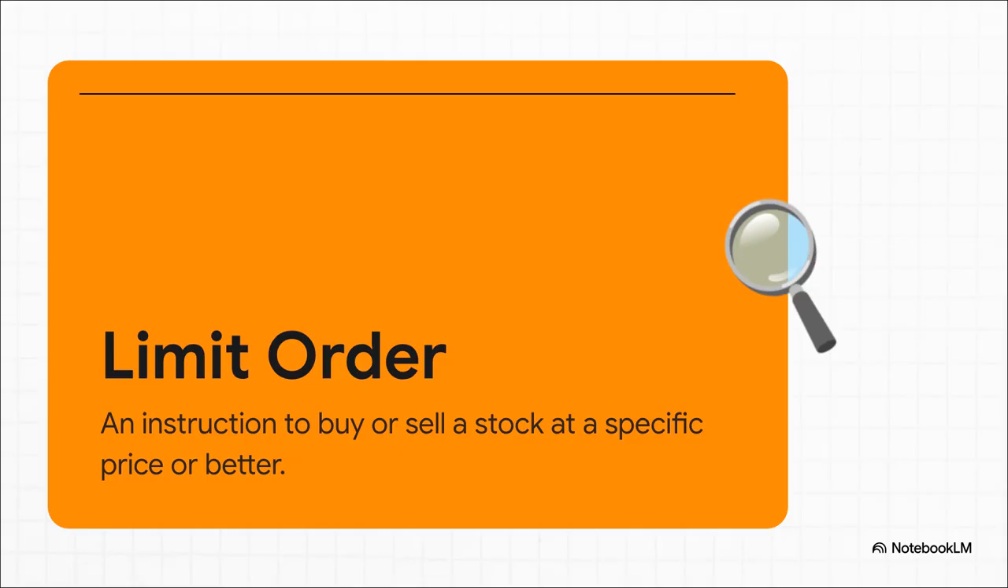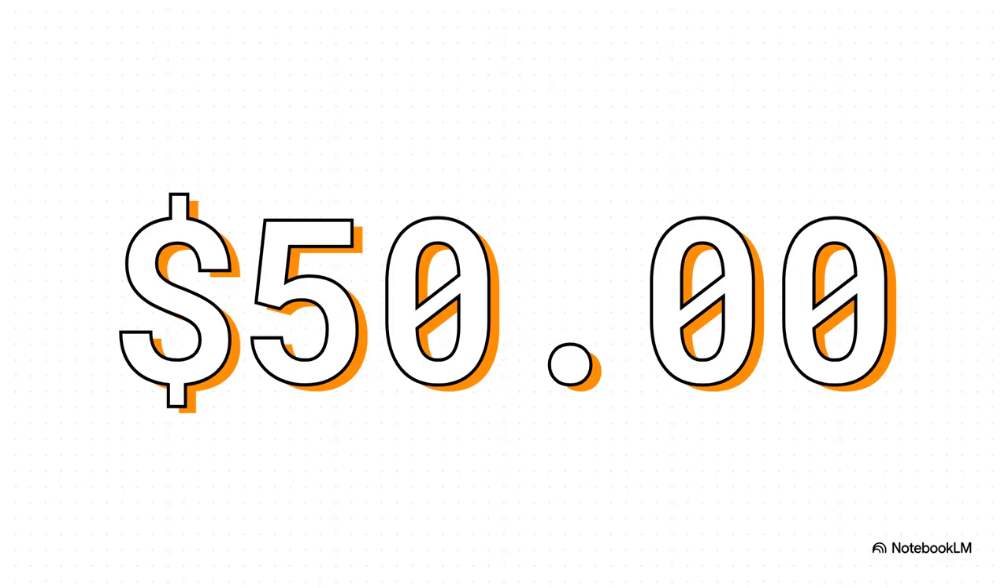A limit order puts you right in the driver's seat. Instead of just saying, buy now at any price, you're saying, hey, I only want to buy if the price hits my target or an even better one. Let's make this super clear with a quick example. Imagine a made-up company, we'll call it Innovate Corp. Right now, it's trading at $50 a share. You like the company, but $50 feels a little steep to you.